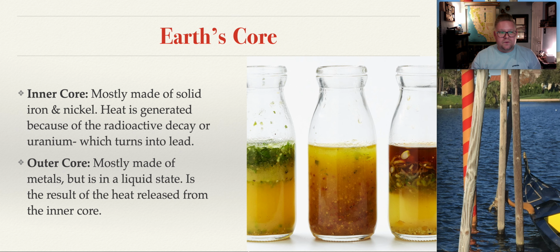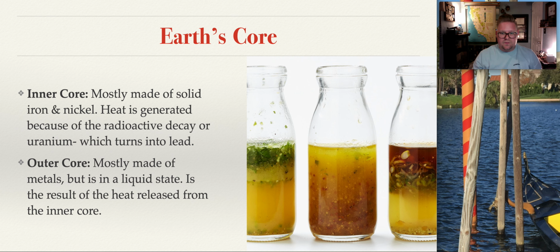And then the core. We have two cores. We have the inner core, which is made of solid iron and nickel, and then we have an outer core, which is made out of other metals, but more of a liquid state. So again, the inner core is what's having that radioactive decay. It's decay essentially of uranium, and the uranium will then turn into lead. We use that in radiometric dating that allows us to look at half-lives and to be able to understand age lengths. The outer core is made out of liquid. It's the result of that heat.